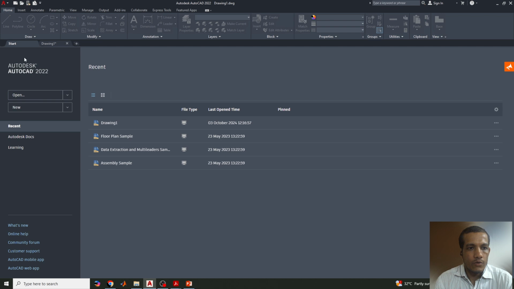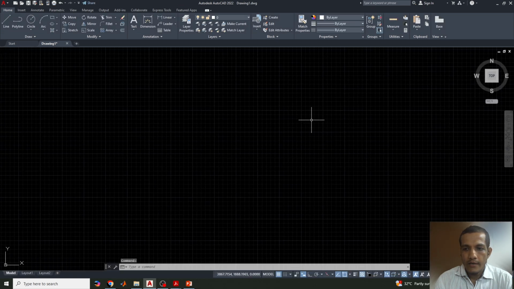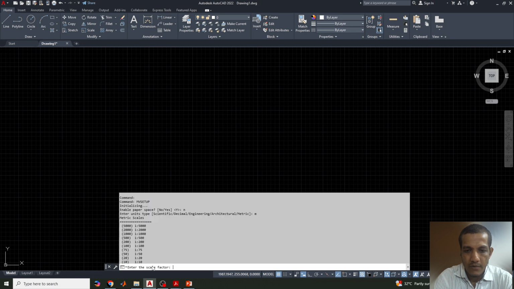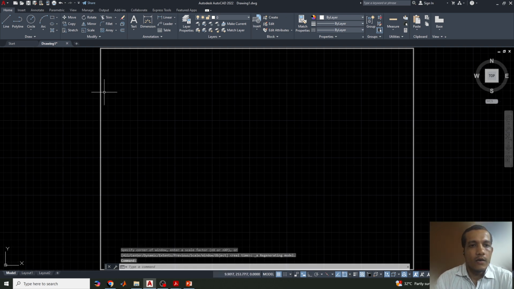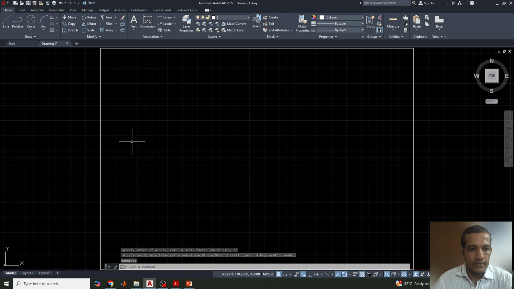So first of all, we need to open our AutoCAD software, and in this software we can go for New, then we can create a new page like this, and here we can draw our projection of points. As usual, our method is to create a drawing page. For that we can go for the MVSETUP command. Paper space enable: no. Units: metric. Scale factor 1, paper width 420, and height 297. By that method we can create our drawing sheet in AutoCAD.